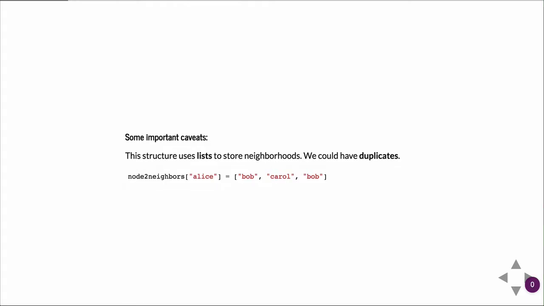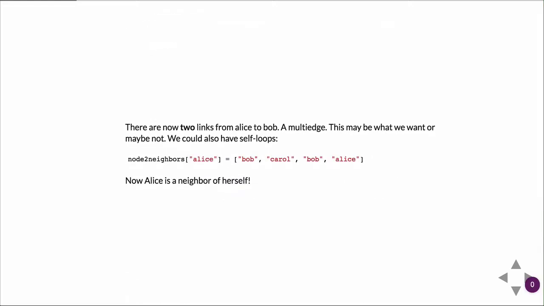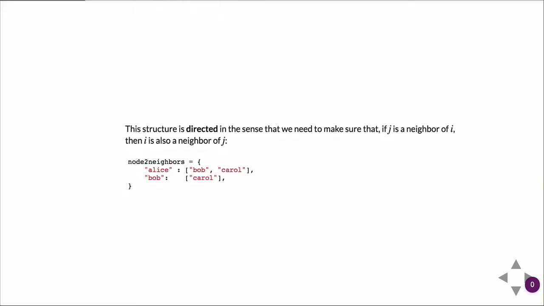One caveat, we're using lists to store neighborhoods. So we could have duplicates, right? Here we could actually have multi-edges, which is maybe a feature or a bug. I would think of this as more of a feature, but we have to be careful when we're creating these. There are two links as a multi-edge, and we may or may not want it. We can also create self loops. So Alice can be a neighbor of herself.